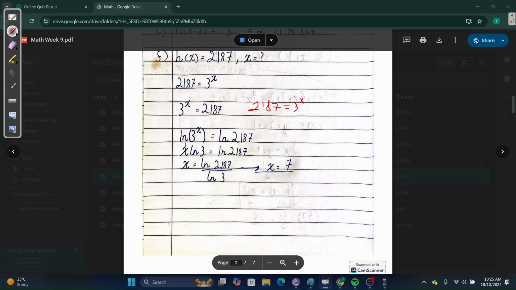or ln. I don't have time to go into what it is. Basically, all you need to do is write an ln around both of these. So ln 3 to the x and ln 2187. So it's this step here. Now, by our natural log rules, which we didn't take to be fair, the exponent becomes a coefficient. So you take this out of the bracket and put it here. So it becomes x ln 3 equals ln 2187.